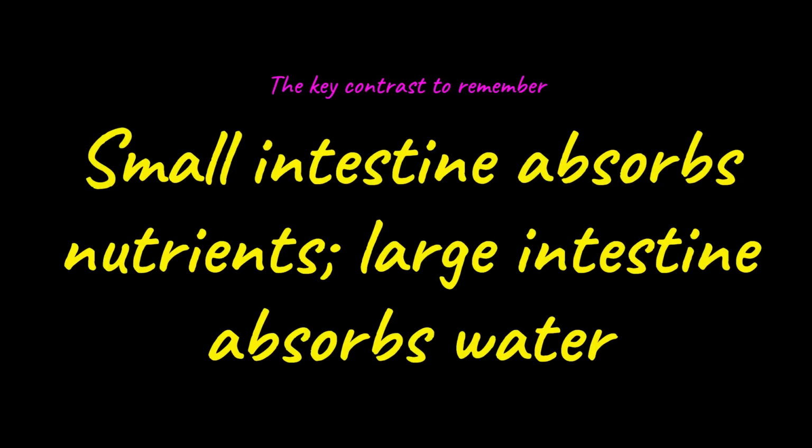The essential contrast is this: the small intestine handles nearly all nutrient absorption, while the large intestine recovers water and electrolytes and forms stool. Damage to the villi, as in celiac disease, produces malabsorption across the board, which is why intestinal structure and absorptive function are inseparable.